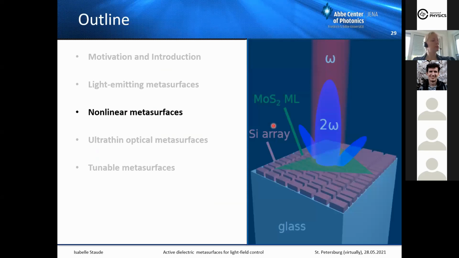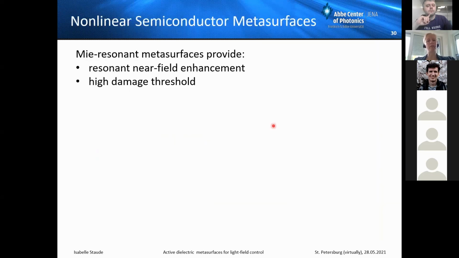All right, so this was the part I wanted to show on the photoluminescence. Now I will also show something on the nonlinear metasurfaces.